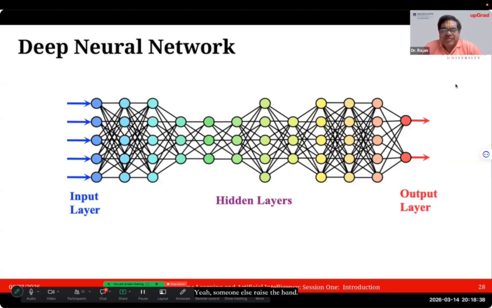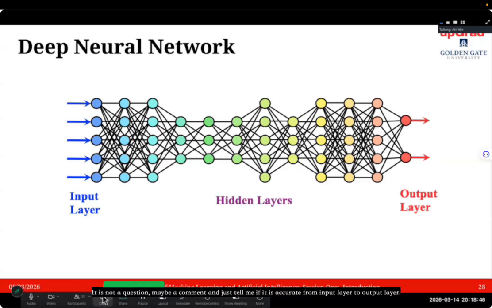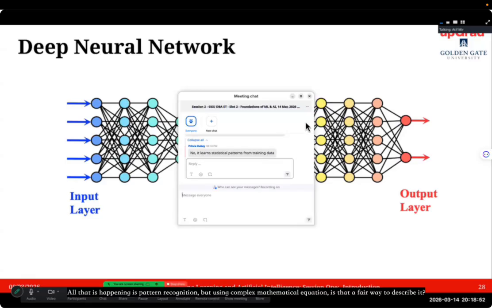Yeah, someone else raised a hand. I did not catch the name. Please go ahead. I have one, actually, it's not a question, maybe a comment, and just tell me if it's accurate. From input layer to output layer, all that is happening is pattern recognition, but using complex mathematical equations. Is that a fair way to describe it?